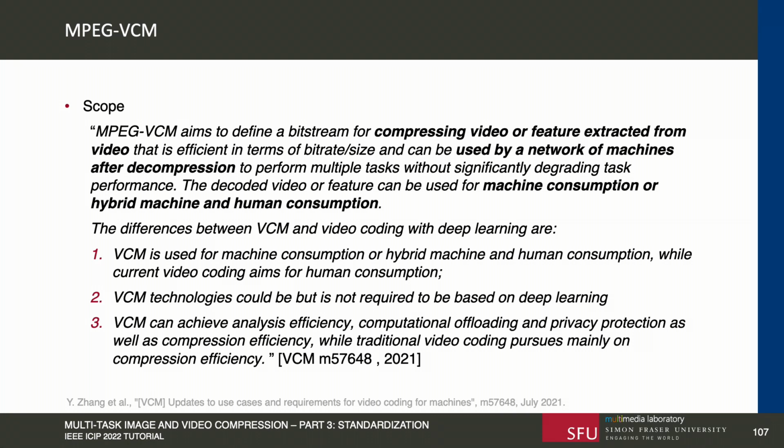MPEG VCM is a related standardization effort for video, but with a slightly different emphasis. So here, just like JPEG AI, the goal is to create a compressed representation from which multiple tasks can be performed, but the main requirement here is coding for machines, whereas coding for human consumption is considered an optional task.